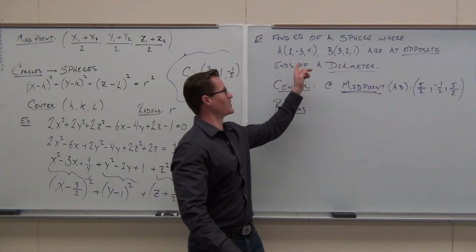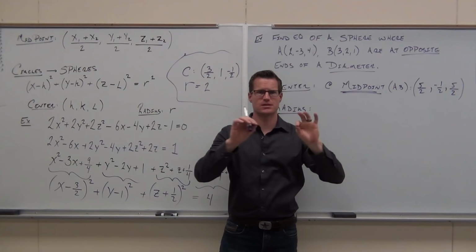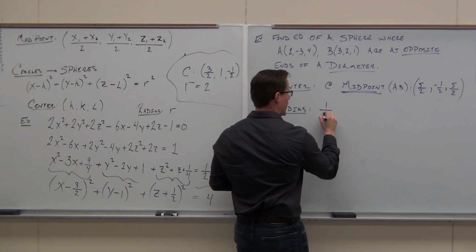The segment from here to here. Yeah, that's good. How would you find the distance? Yeah, if you did the distance between here and here, that would give you the distance of the diameter. How do you find the radius? So this would be 1/2 the distance from A to B.